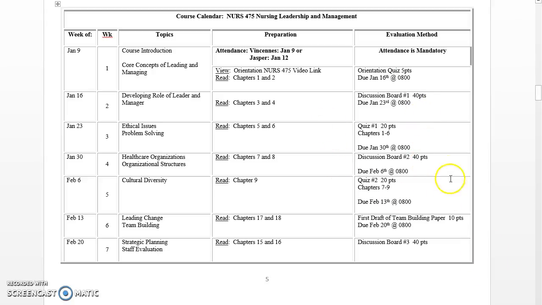So please be sure to look at these due dates. Most of them are Monday. And whenever I have a discussion board number 1, it's due January 23rd, that means your posting and your 2 peer responses are all due January 23rd. So making sure that that's clear as well.